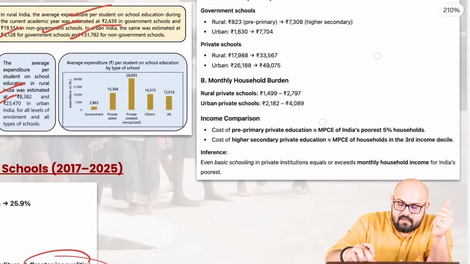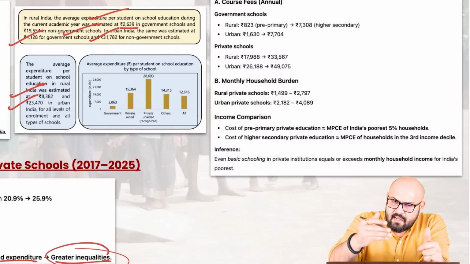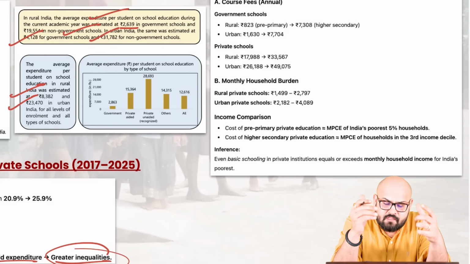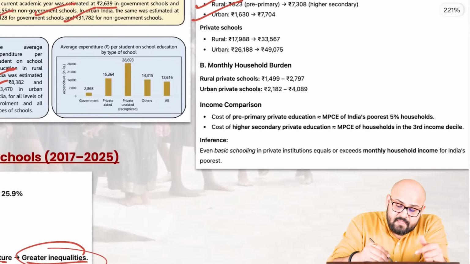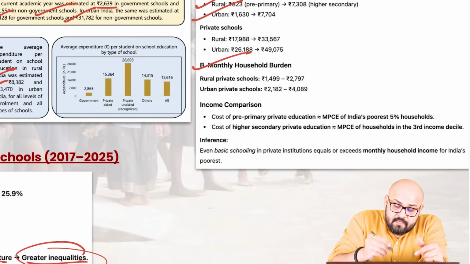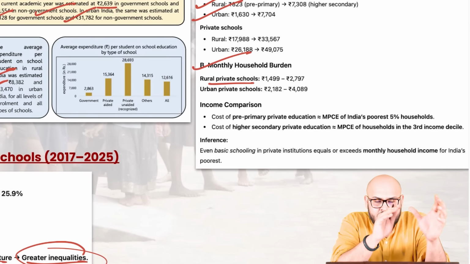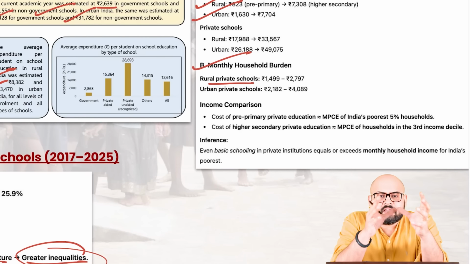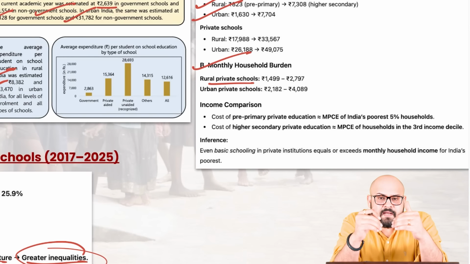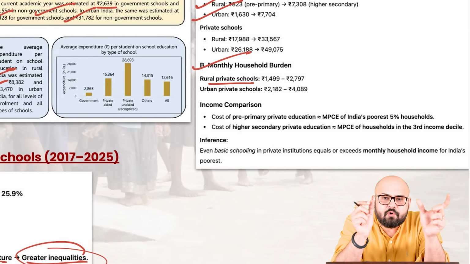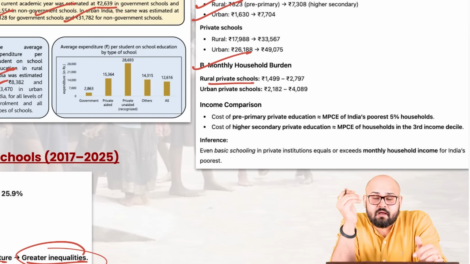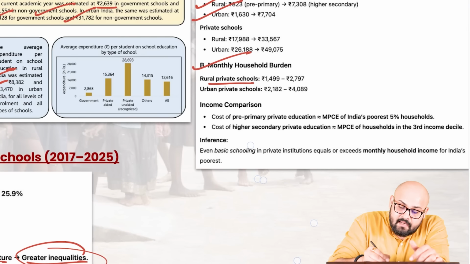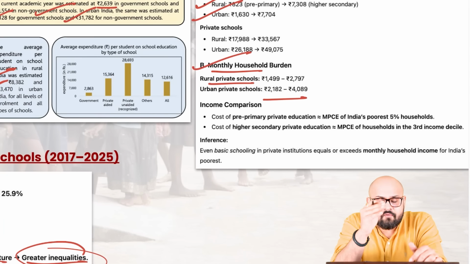We also have a particular data point, right? When we talk about the picture with respect to expenses for the rural and the urban areas, you can look at this. The monthly household burden for rural private schools varies for a parent. The burden which they incur in sending their children to a private school in rural areas is almost 1,500 to 2,800 rupees, right? This is the monthly household burden. In the urban areas, it is almost from 2,100 to 4,000.